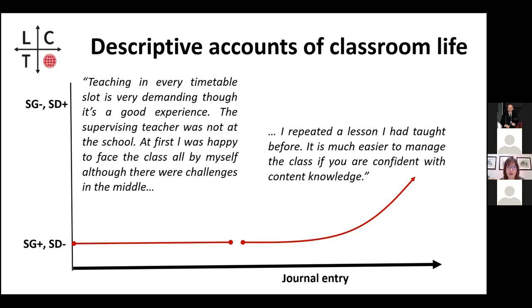And so it's a very, very superficial description of a couple of classroom events. He goes on to talk about repeating a lesson that he taught before and how much easier it is to manage a class if you're confident with the content knowledge. At that point, he's making a link between managing a class and having good content knowledge, a connection between those two concepts. So there's a little bit of a strengthening of semantic density. In other words, making it a little bit more complex.